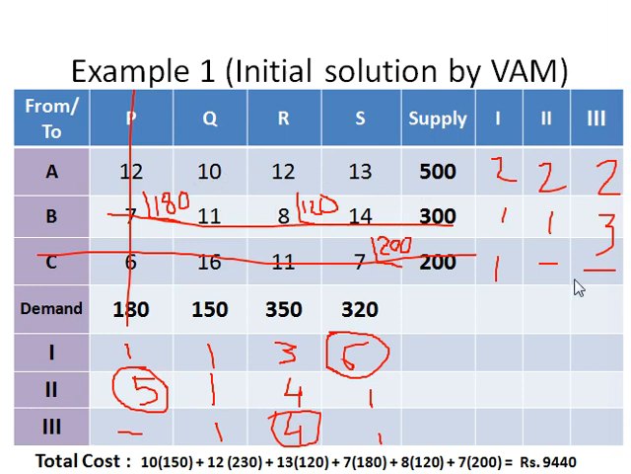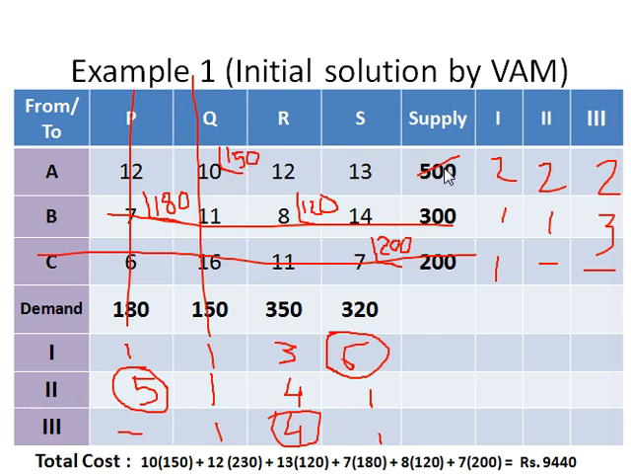We do not require further iteration as we are left with only this single value without allocation, and this demand needs to be satisfied. So simply we put 150 here, and this is satisfied, strike out. Out of 500 supply we have consumed 150, so remaining supply is 350.